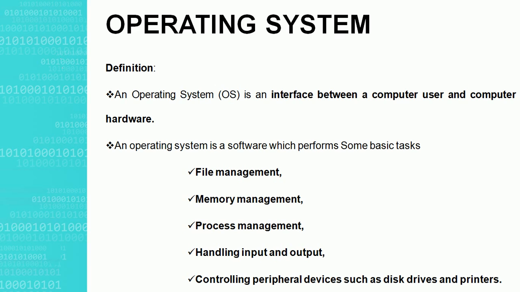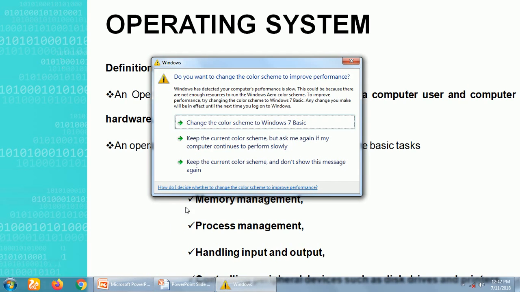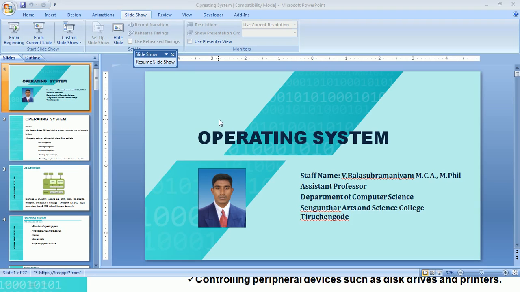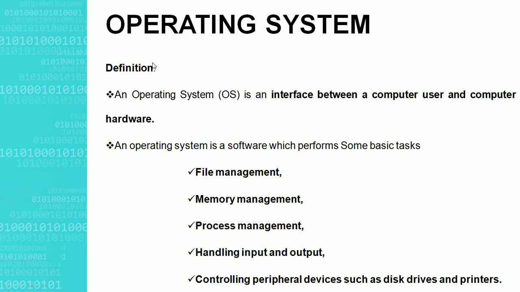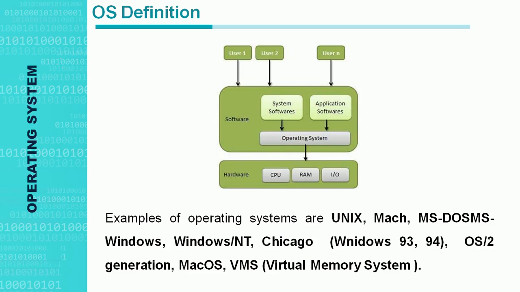Here, the operating system performs some basic tasks like file management, memory management, process management, handling input and output devices, and controlling peripheral devices such as hard disk and printers. From the diagram, the operating system plays a major role. It is the interface between the system software, applications, and hardware. Examples of operating systems are Unix, Mac OS, MS-DOS, Windows, Chicago, etc.